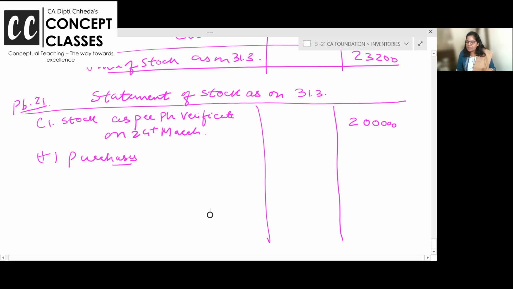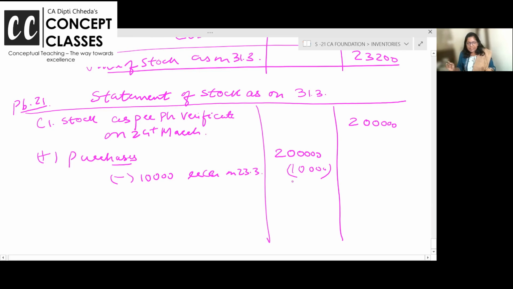So how much is the purchases? 2 lakh. This included 10,000 received on 23rd March. 23rd March को ही मिल गए 10,000. So you will not take it, because if it is received on 23rd March, you have already taken the stock on 24th. This is already included. So why again will you add it?